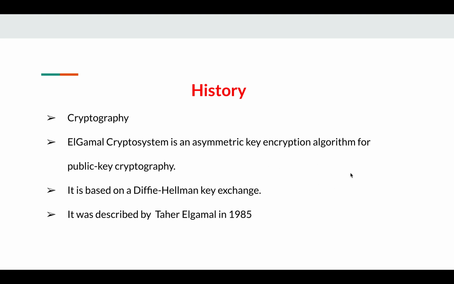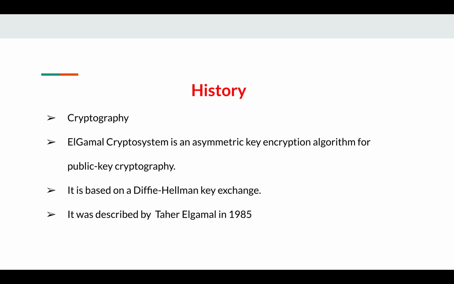So basically, the El Gamal crypto system is in the second layer, the asymmetric key encryption algorithms. It basically has two keys, as I've explained: one is private and one is public. So the El Gamal encryption system is, as I've told you, an asymmetric key encryption algorithm, and it's based on the Diffie-Hellman key exchange.